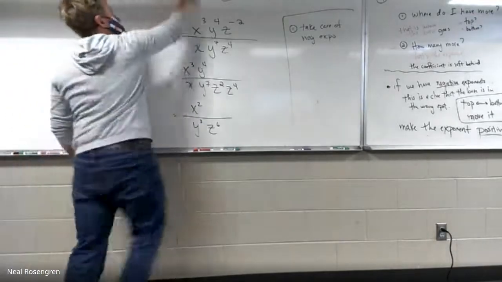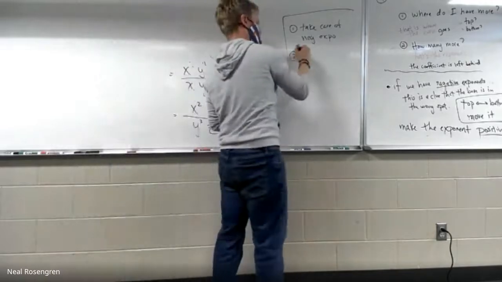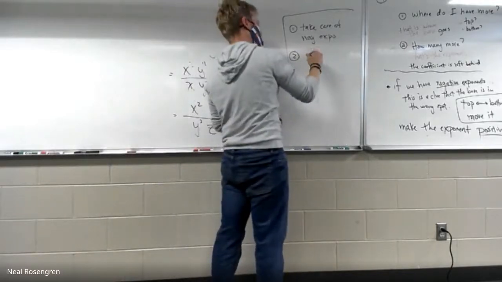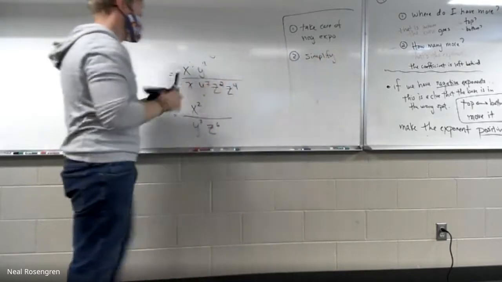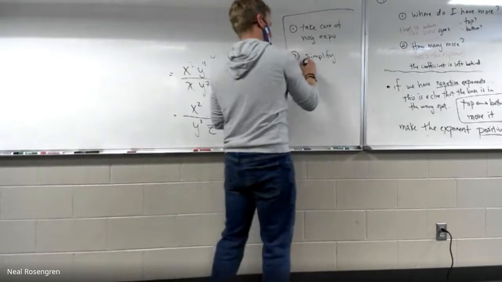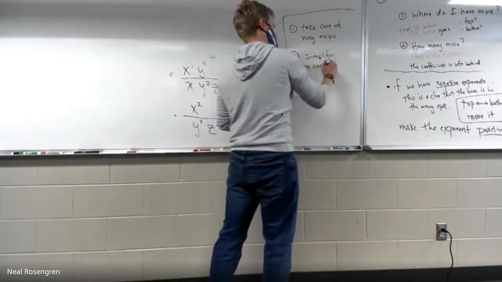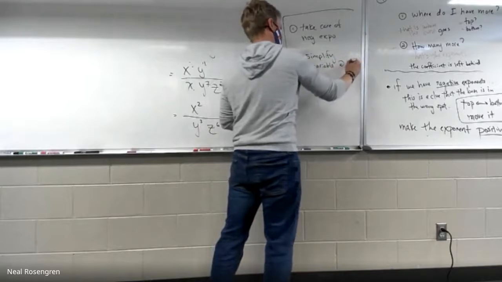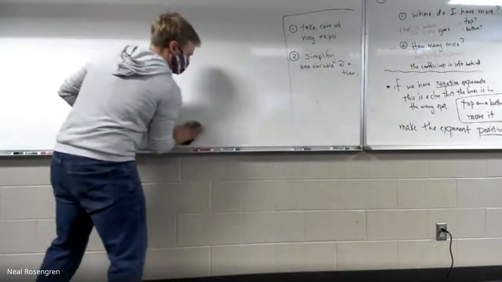Time for you. Give it a shot. So take care of the negative exponents and then simplify. Do whatever you got to do. One variable at a time. There we go. All right, here we go.